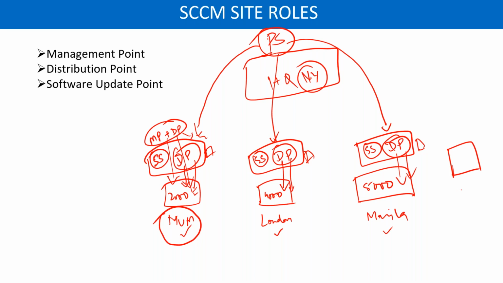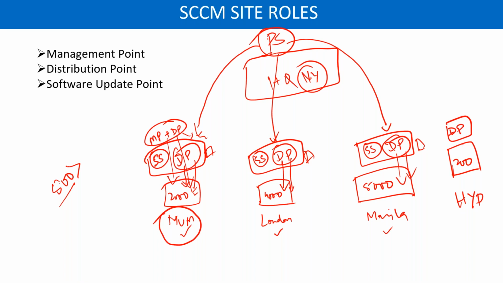So secondary site. Suppose there is a location, let's say Hyderabad, and in Hyderabad you have 200 computers. What will you do? Will you install a secondary site here? No, we will not install a secondary site because it is just 200 computers. The ideal scenario for a secondary site, which I missed telling you guys, is if the location has 500 computers or more. If any remote location has 500 computers or more, then only you install a secondary site. So in Hyderabad, we will install just one DP without a secondary site.